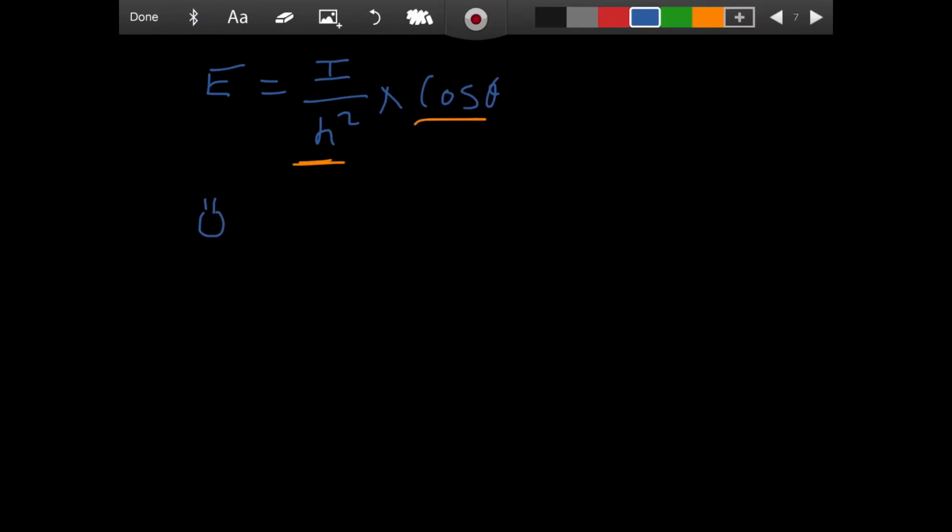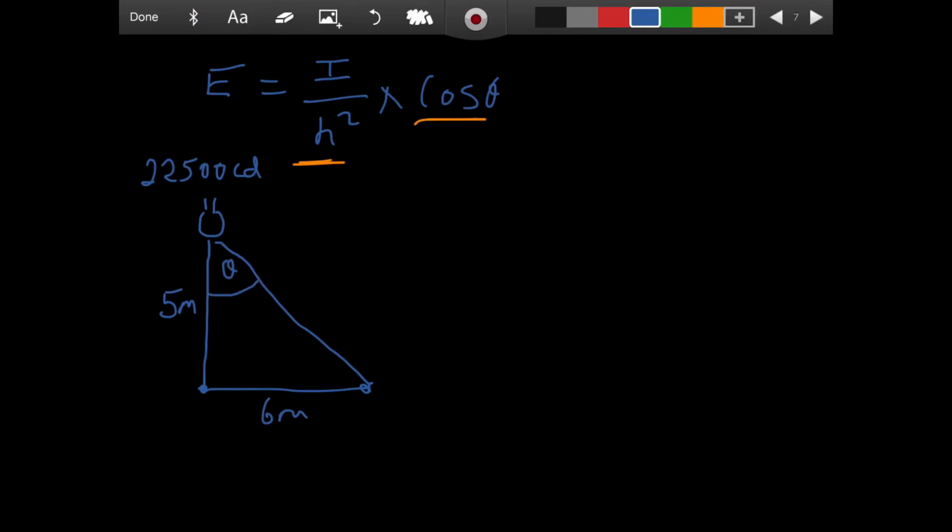I'll just remind you of the diagram that we've got. We've got a lamp, and it's got a point there, along there. So this point was 6 meters, this point was 5 meters, and the candela was 22,500 candela. And we've got to calculate this cosine as well, but we need to calculate the hypotenuse first. And the hypotenuse, using Pythagoras' theorem, is going to be the square root of 5 squared plus 6 squared, and that's going to give us 7.81 meters here.